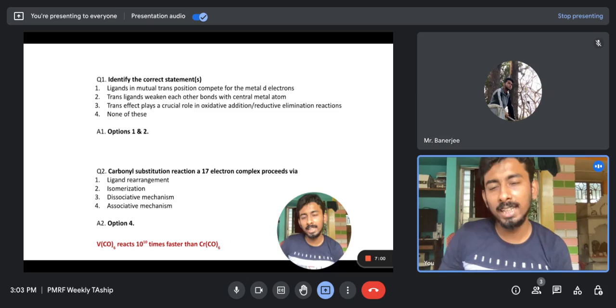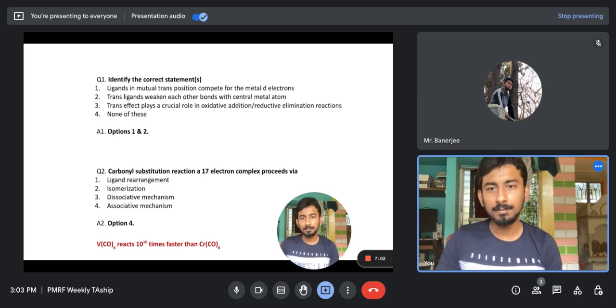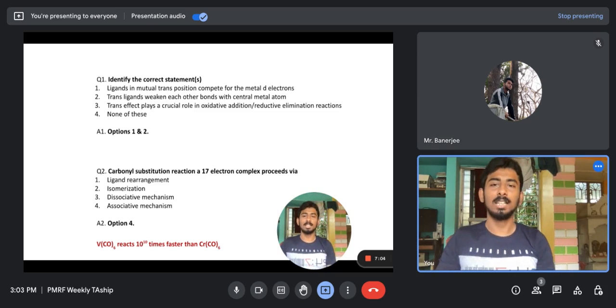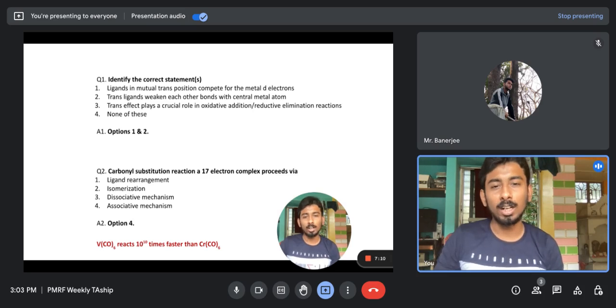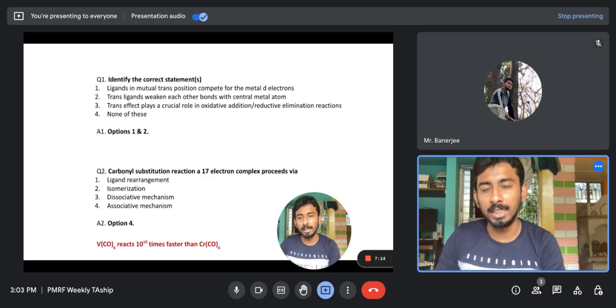So what is this? Actually, the ligand changes its own direction, or its bonding pathways, or its bonding parameters or hapticity, in order to get itself accommodated in the metal complex environment.